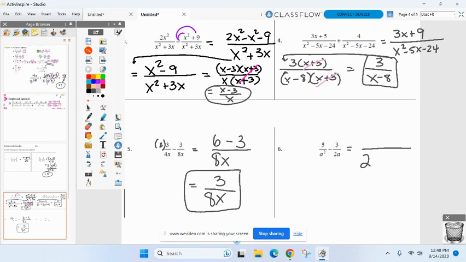Now you notice they both have what in them? A's. Now, unlike GCF, we take out the one with the biggest exponent. You put the biggest exponent in for your common denominator. So I'm going to take A squared.